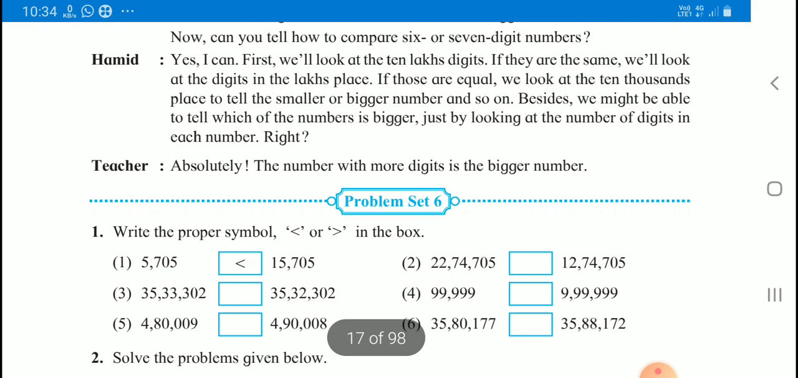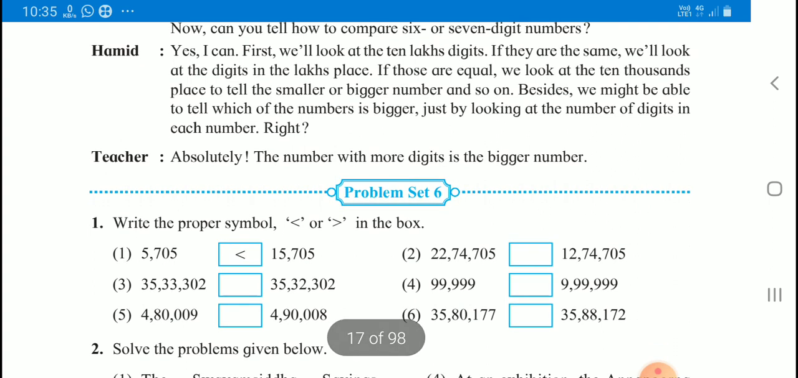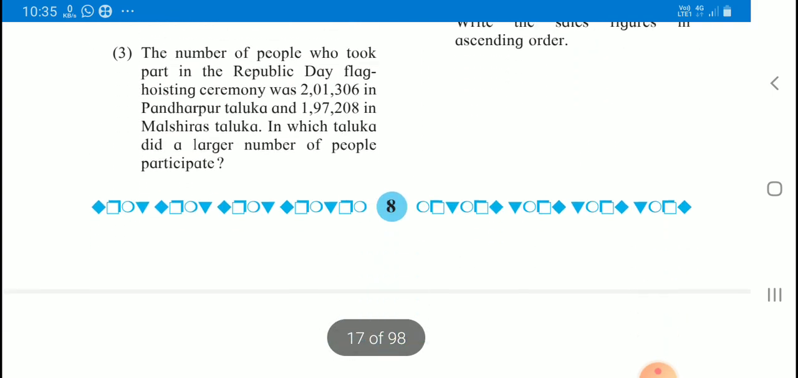Hamid said, yes, I can. First, we will look at the 10 lakhs digit. If they are the same, we will look at the digits in the lakhs place. If those are equal, we look at the 10,000 place to tell the smaller or the bigger number, and so on. Besides, we might be able to tell which number is bigger just by looking at the number of digits in each number. Right? Teacher said absolutely. The number with more digits is the bigger number. Now with this information, you have to solve problem set 6.